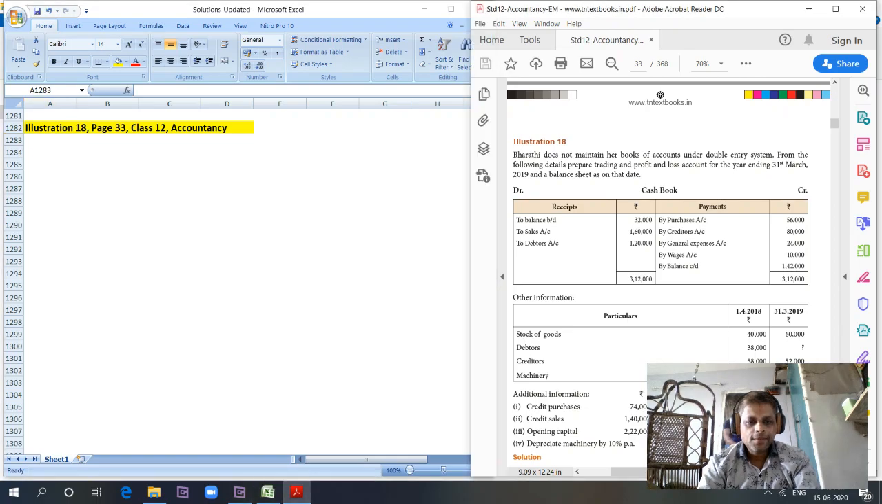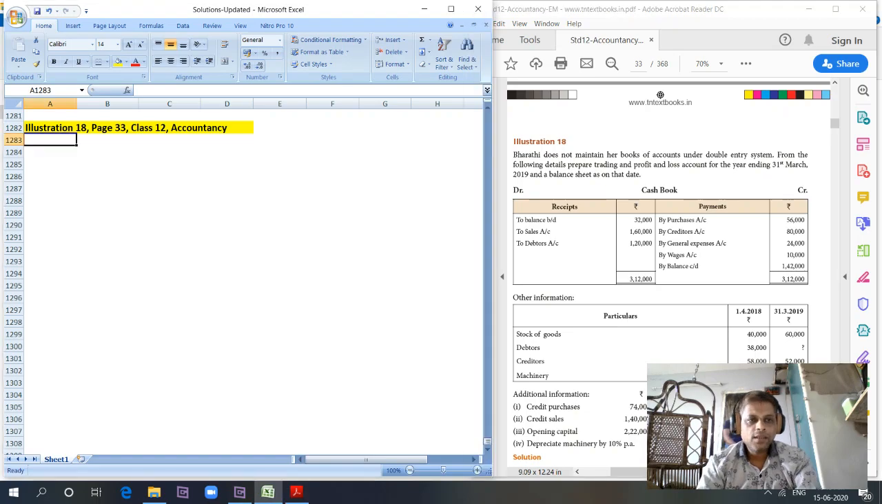So, we'll continue with Standard 12 Accountancy, Accounting for Incomplete Records, and I'm in illustration 18, page number 33. Bharati does not maintain her books of accounts under double entry system. From the following details, prepare trading and profit and loss account for the year ending 31st March 2019 and the balance sheet as on that date.